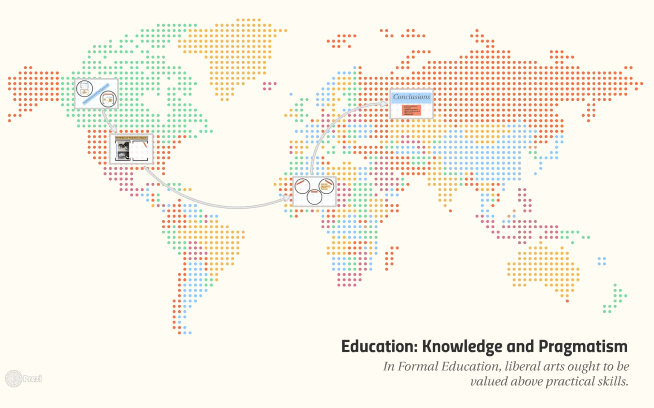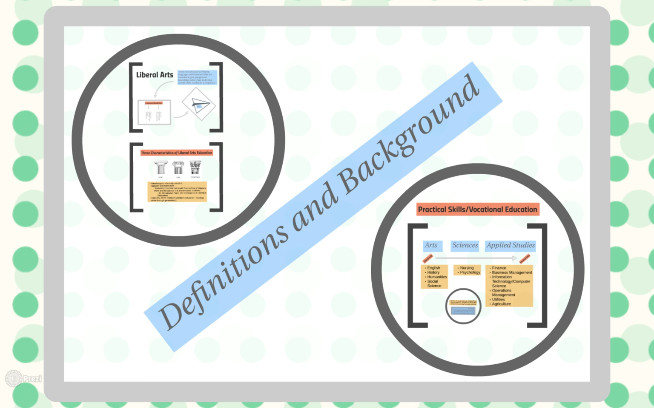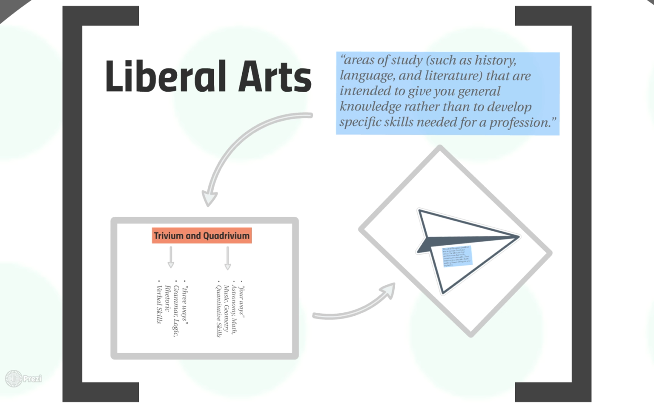So first, comparing the two terms. We can call this definitions and background. Now, liberal arts actually is very clearly defined as areas of study, such as history, language, and literature, that are intended to give you general knowledge, rather than to develop a specific skills needed for a profession. Now, liberal arts largely draws its background from Greece and Rome, from classical liberal arts education.